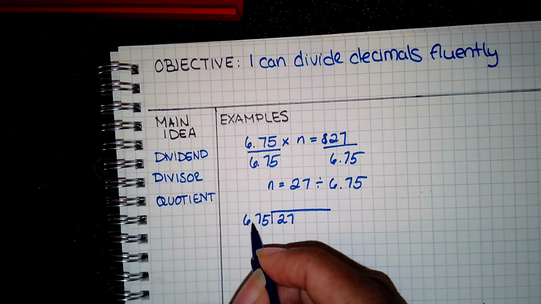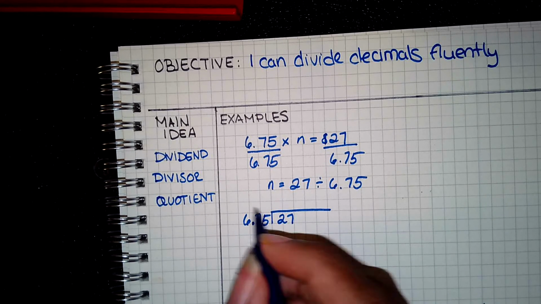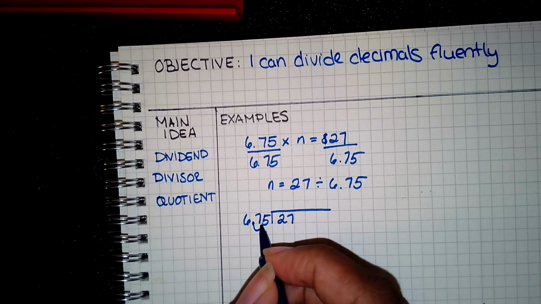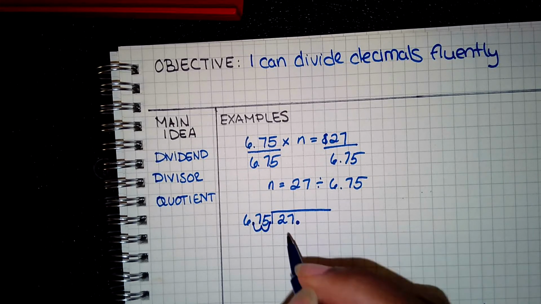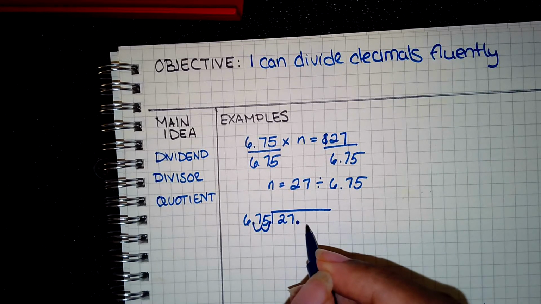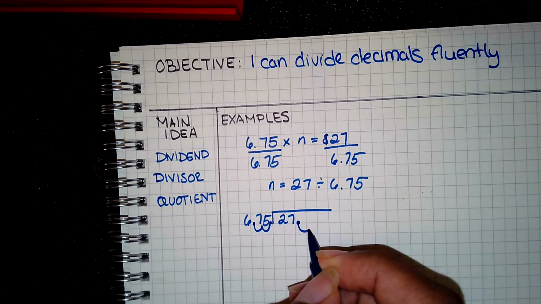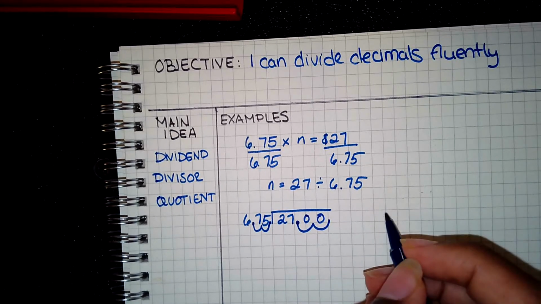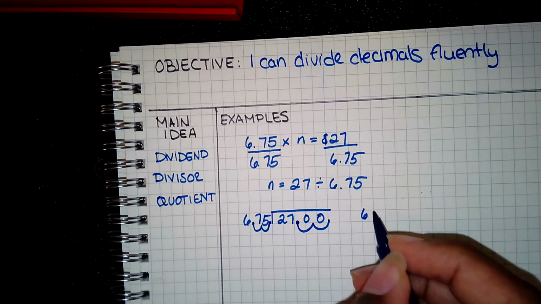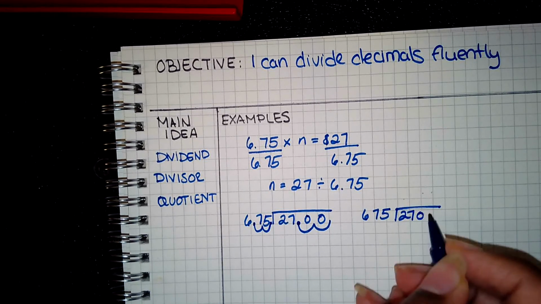When we are dividing with a decimal point, we are going to move our decimal point over so that we have a whole number for our divisor. So I have to move this over 2 spaces to get my divisor. Now I need to do the same thing to my dividend on this side. My decimal is behind the 7. I'm going to move it over 2 spaces and add in zeros. So now my division problem is 675 into 2,700.